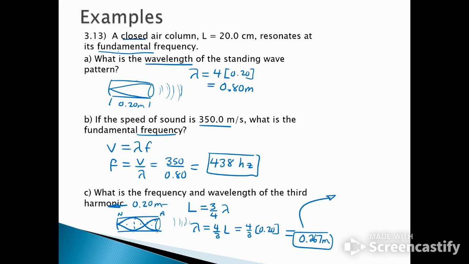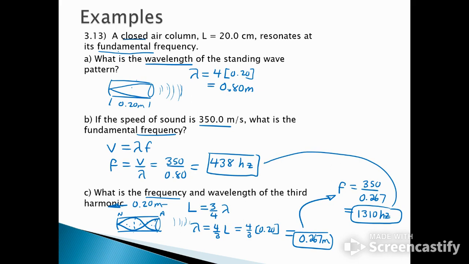And now I can calculate the new frequency. So here the frequency is again 350 over 0.267, which is 1310 hertz. Now, the wavelength dropped by a factor of 3. So guess what? The frequency went up. So the 1310 is 3 times 438.